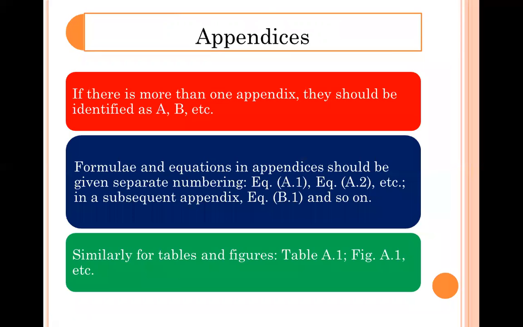Once these things are over, starting with the introduction, then methodology along with the reviews, then findings, then discussion, then the rest of the issues follow. Sometimes you may have appendices. If you have more than one appendix, you can number them A, B, C. If you have a separate set of appendices for formulae and equations, we can give separate numbers: equation 1, equation 2, or formulae 1, formulae 2.